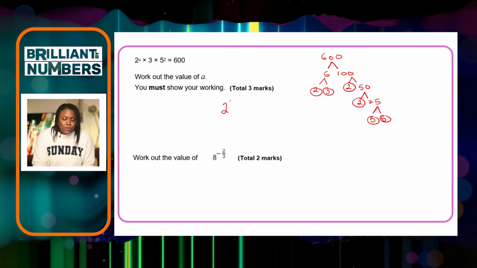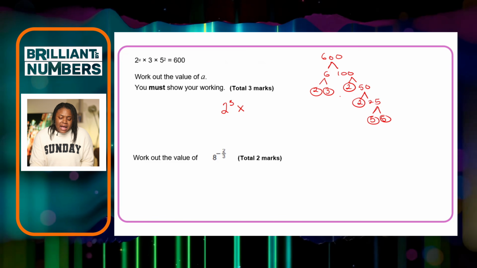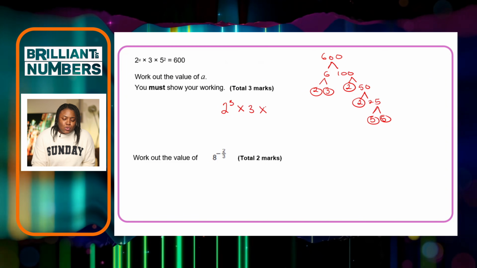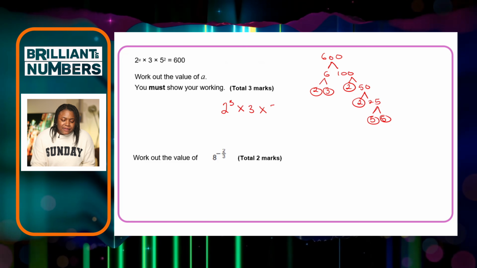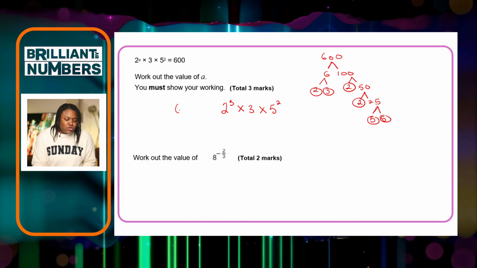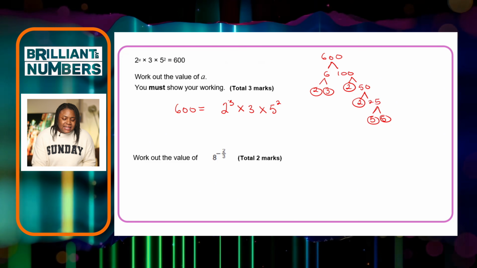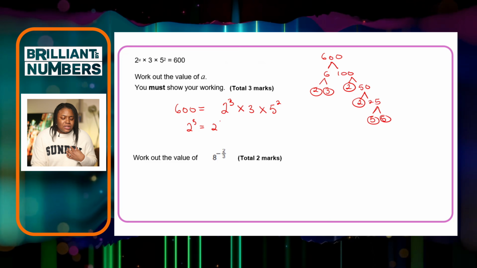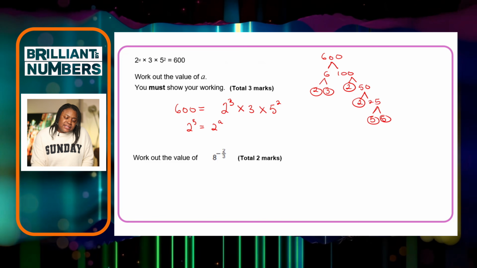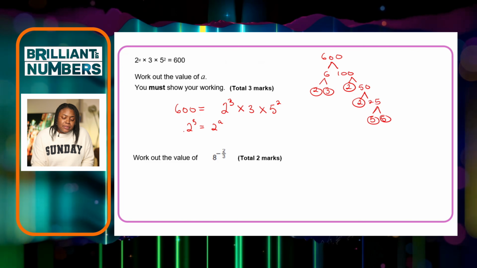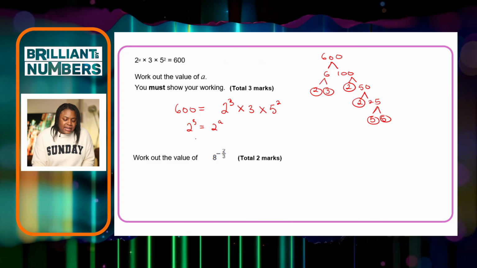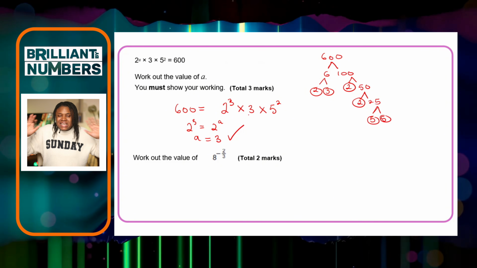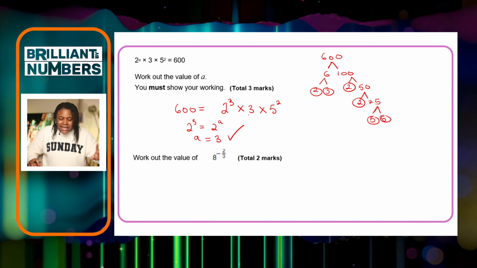So that's 2 to the power of 3 multiplied by 1, 3, which is what I was given in the question. And I also have 5 times 5, so that's 5 squared. So now 600 is equal to that. I can see clearly my 2 to the power of 3 here would be equal to 2 to the power of A. So the bases are the same, so the powers are also the same. So A is equal to 3. Absolutely spot on. 3 marks, nice and easy. Product of prime factors, easy to get.